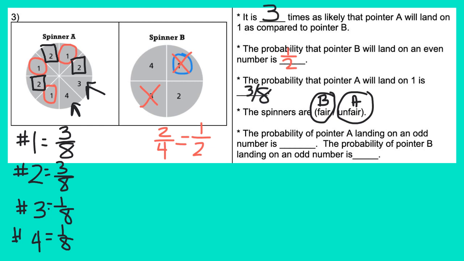The probability of pointer A landing on an odd number, all right, let me change pointer A, odd number, odd number, odd number, odd number. That's 4 out of 8, or in simplest form, 1/2. The probability of pointer B landing on an odd number, odd, odd. That's 2 out of 4, which is also 1/2. So it looks like the two probabilities would be equal to each other. Make sure that you catch up to me. So you might want to pause me right here and then go on to the next slide.